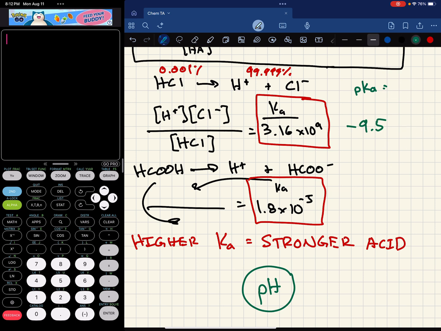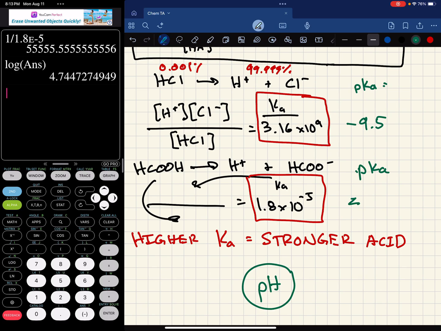Let's do HCl minus. Let's find the pKa of this. We're going to do 1 divided by this number, so 1 divided by 1.8 E negative 5. That's just short for scientific notation if you didn't know that. Then we do the log of that number, and we get 4.74 as our pKa of this. So here are our two pKa's.